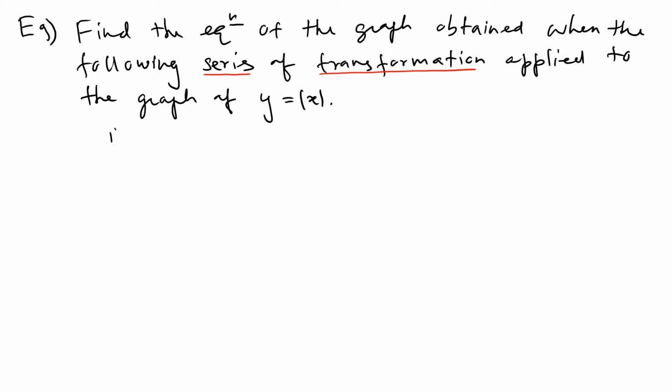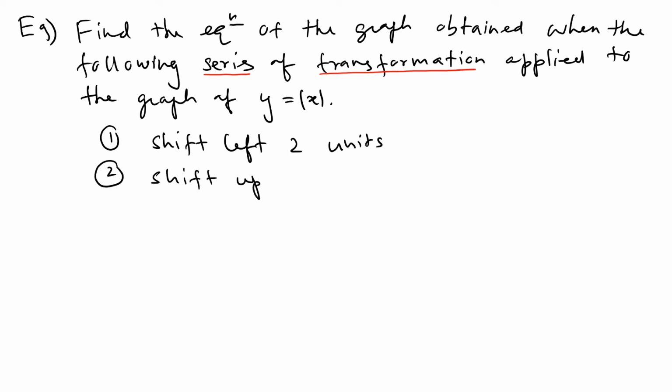So the first one is shift left 2 units. That's the first one in this order. Okay, that's important. And then shift upward 3 units, and then let's say reflect about the y-axis. Okay, so those are 3 steps, and we can apply those in this order.